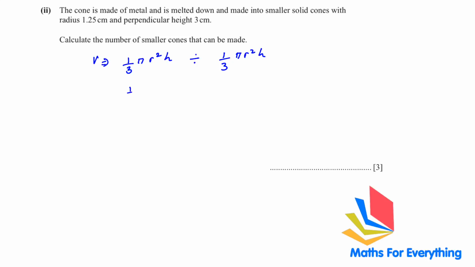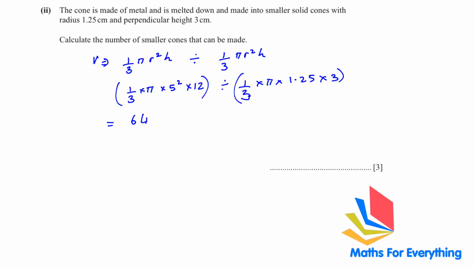So I hope you remember the radius of the large cone is 5. The height was 12. Divided by 1/3 into pi, and the radius is 1.25 centimeter and the height is 3 centimeter. When you put this in the calculator, you will get 64. So we can make 64 smaller cones. Please memorize this. To find the volume of a cone, you need to know this formula.